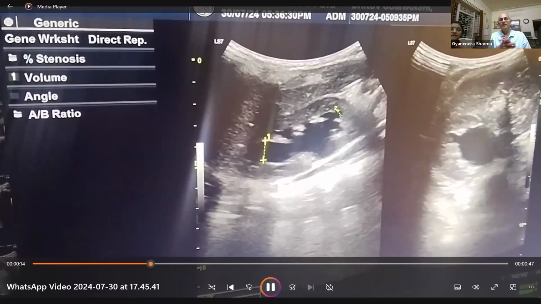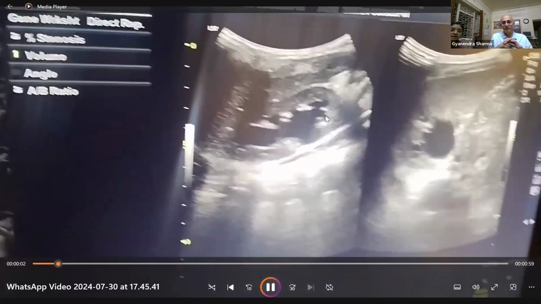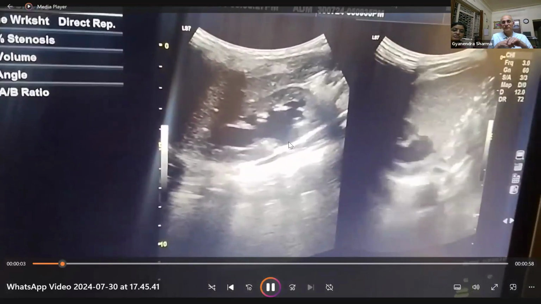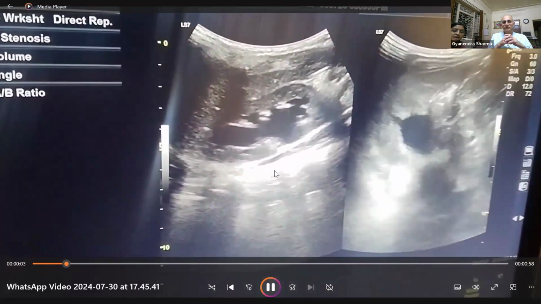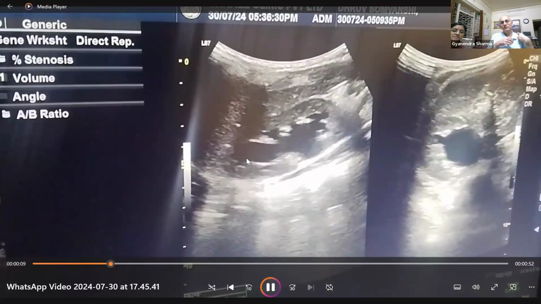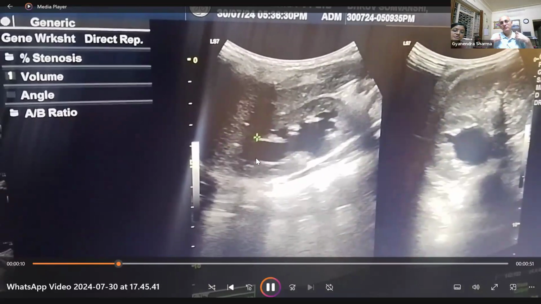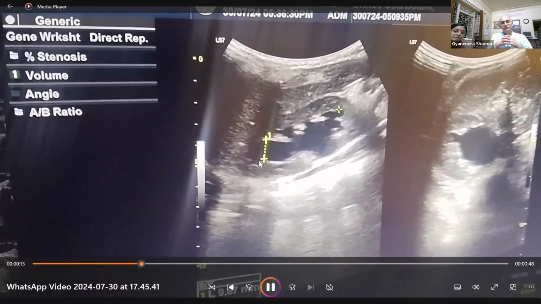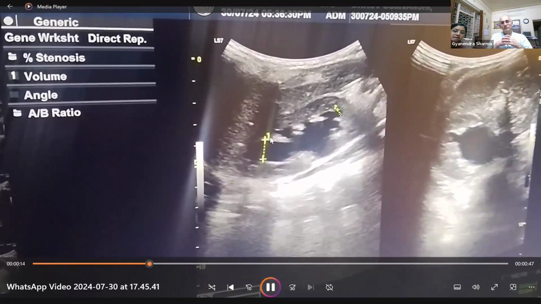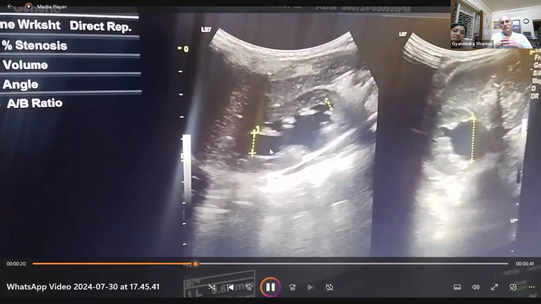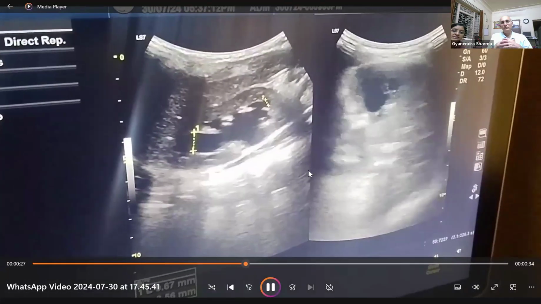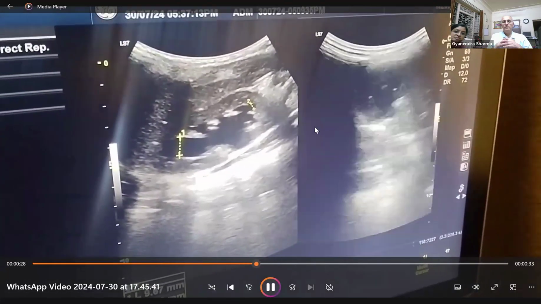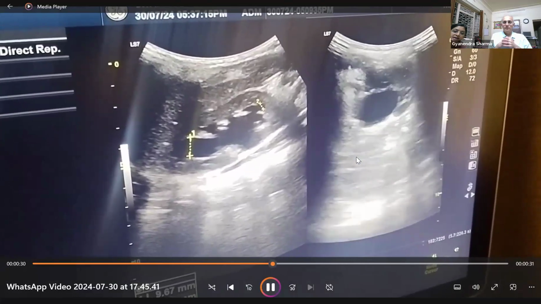So now when the calyces are also dilated along with the pelvis, what we follow is to take measurements of the calyces as well. Here is one example where we are taking the upper pole calyx and the lower pole calyx, and they are measured in the supine position. Then the patient is turned prone, and the same calyces and the pelvis as well are measured again.